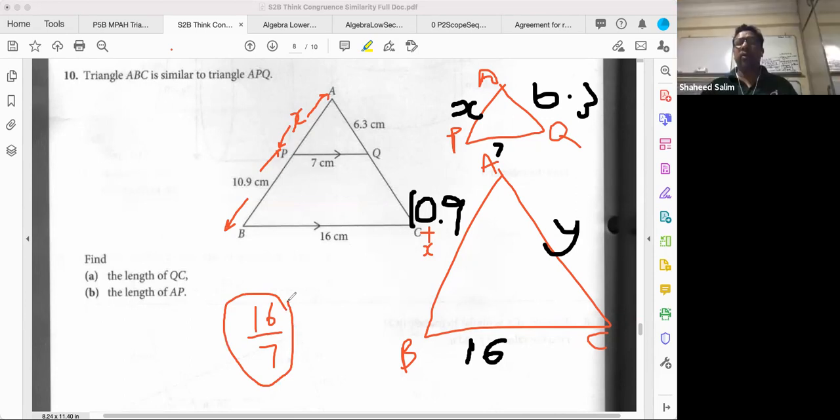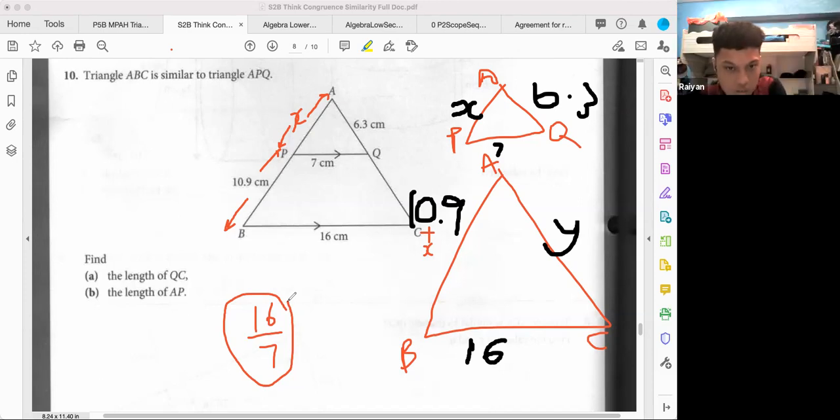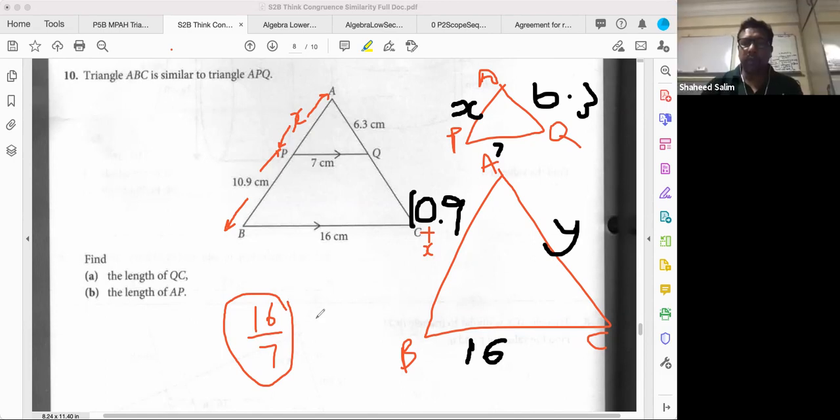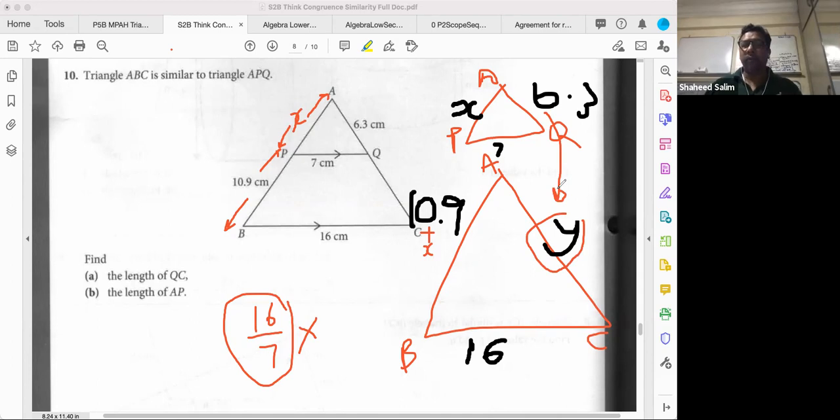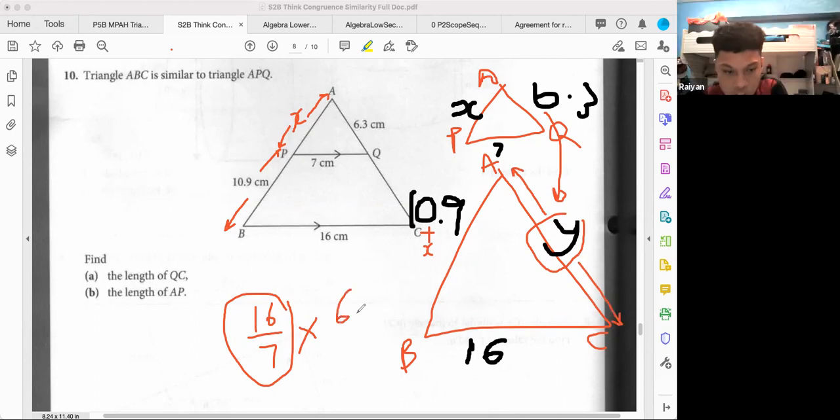Okay. So now what are you going to find? Can find y first. How to find y? 16 over 7 times by y. No, you want to find y. In order to find y, smaller go to bigger. Correct. The whole thing is y, okay? Yeah, correct. You times 16 over 7.